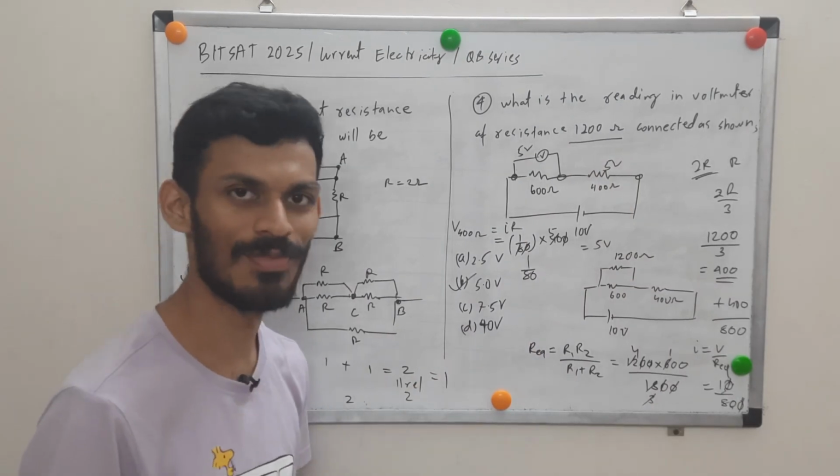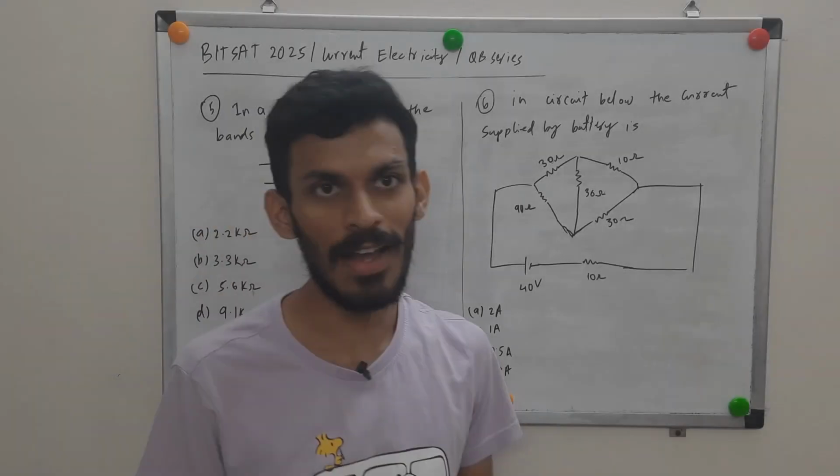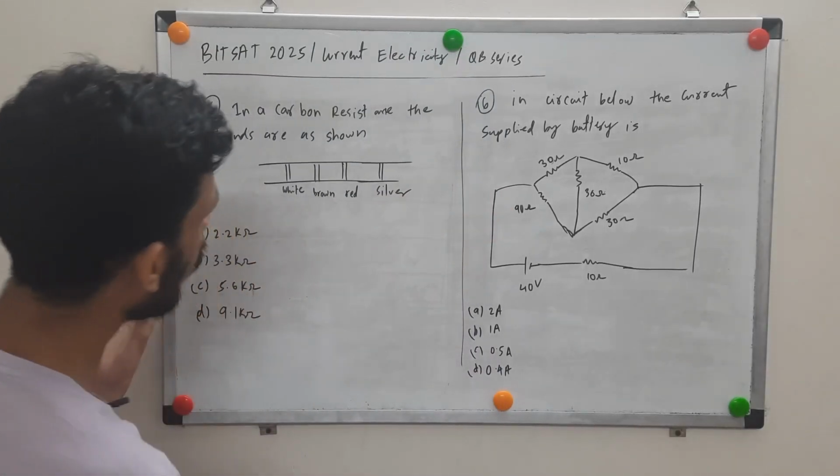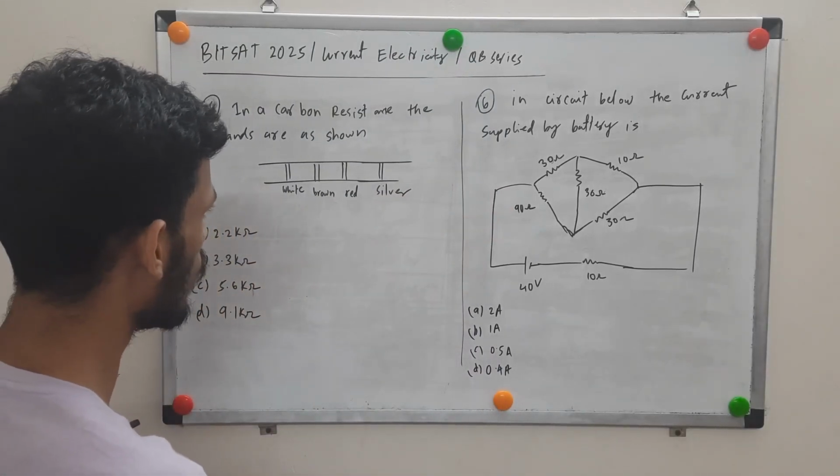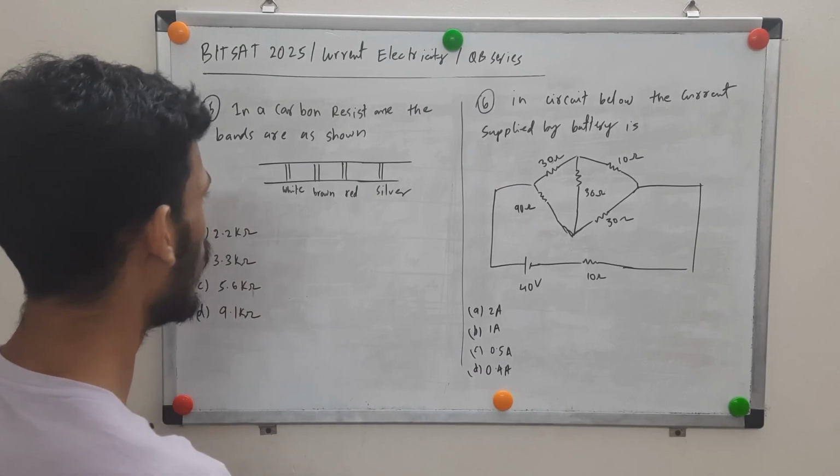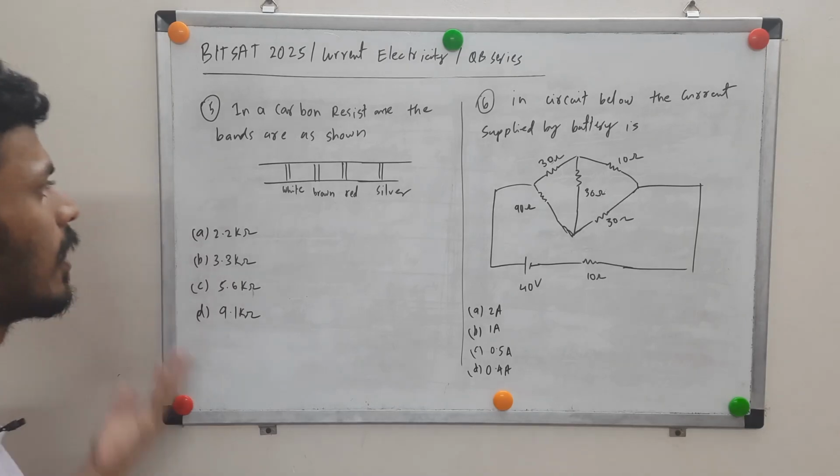Over to the next question. Questions 5 and 6 over here. In question 5 we have a carbon resistance. Okay, so for this you are supposed to know what the colors mean. So you are supposed to find the resistance, right?